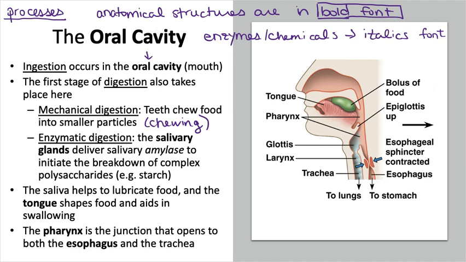We have an enzyme that is secreted from our saliva called salivary amylase. So amylase breaks down amylose, which is a type of starch. So we have enzymatic digestion, but of carbohydrates only. So we are going to get some complex polysaccharides being broken down into smaller polysaccharides or maybe even disaccharides.